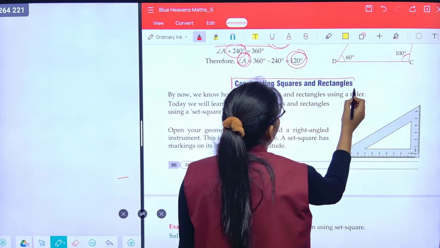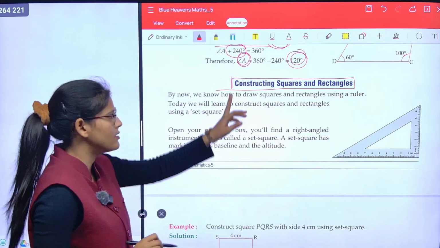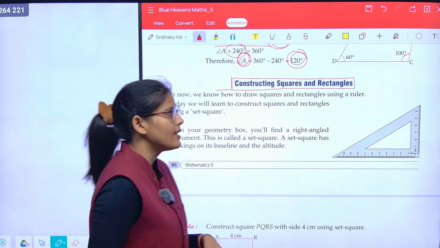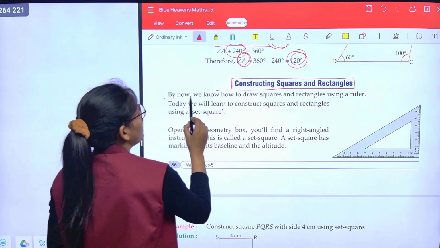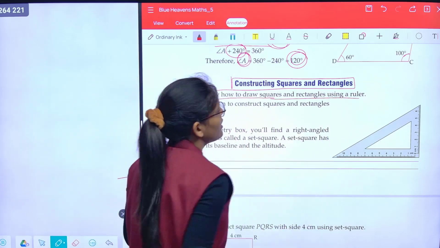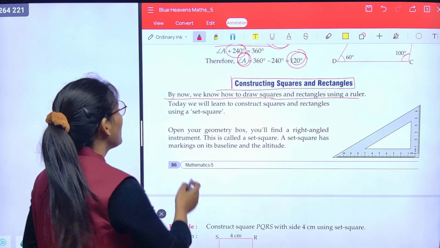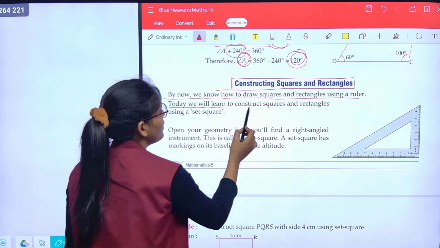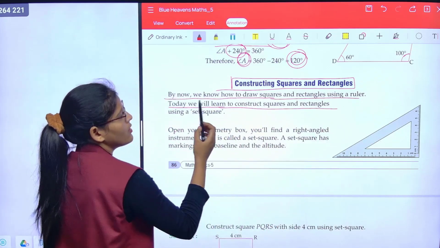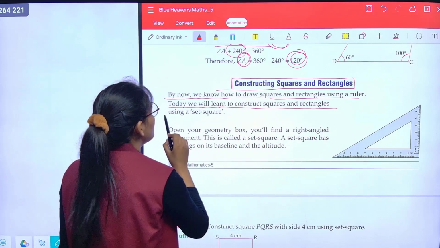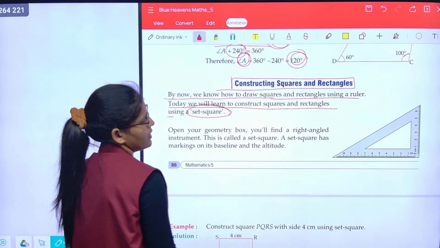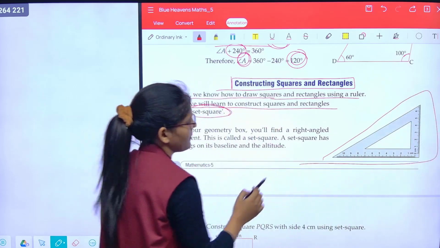Constructing squares and rectangles. Class, by now we know how to draw squares and rectangles using a ruler. Today we learn to construct squares and rectangles using a set square.